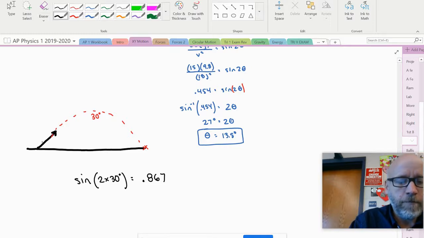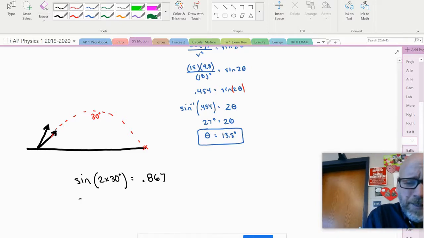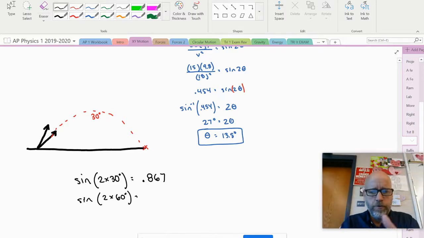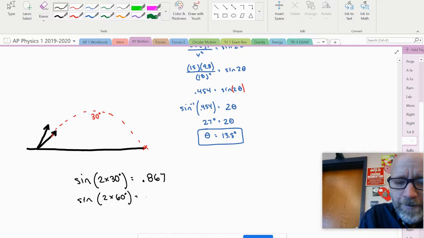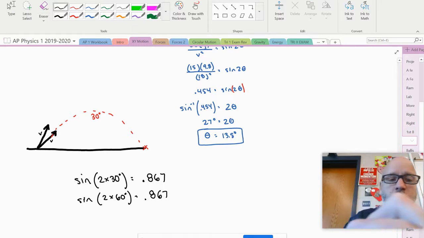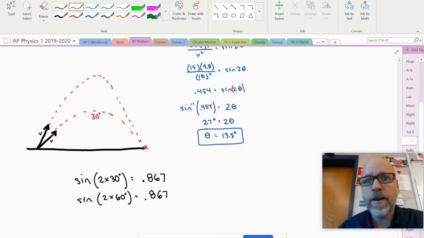All right? What if, instead of 30 degrees, I fired off at 60 degrees? Like that. Well, let's see. If I take the sine of 2 times 60 degrees, what do you get? Punch it into your calculator. You know what you get? Yeah, no kidding. You get 0.867. So if they each have the same velocity, a 30-degree angle and a 60-degree angle give us the same range.